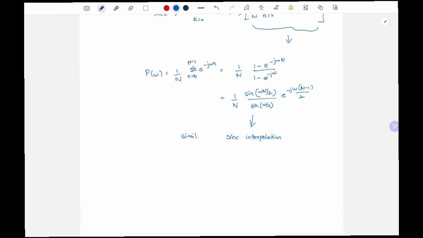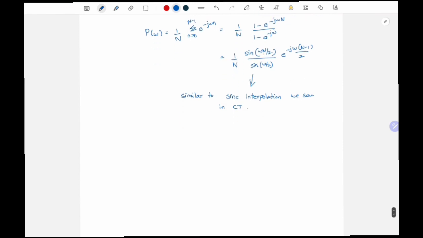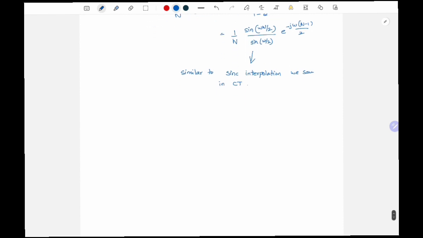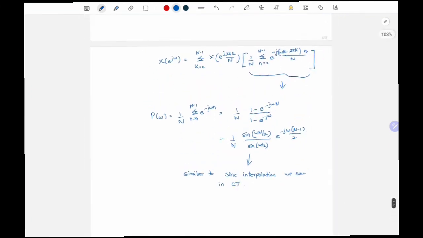So similar to the interpolation we saw in continuous time, right? But what is the difference here? Here instead of ω by 2 in the denominator, we have sine ω by 2. So it is going to be periodic, right? Since both the numerator and denominator are periodic, it is in itself going to be periodic, because my X(e^jω) is periodic. So that is also a reason why this is periodic in nature and not like the continuous time case we saw.